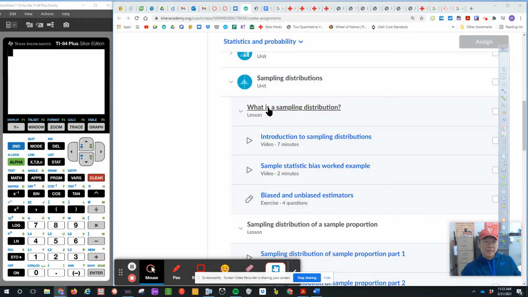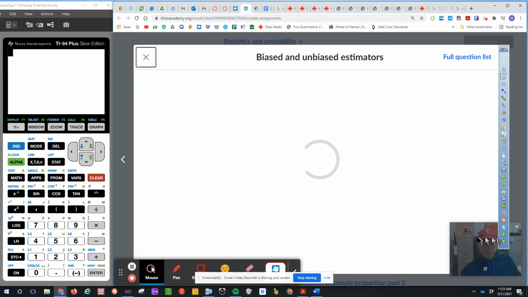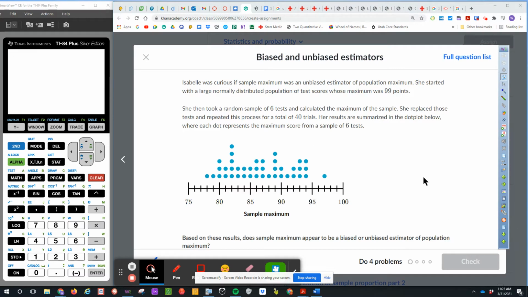So the very first lesson is what is a sampling distribution? And I'm going to go straight into the exercise. It says here bias and unbiased estimator.